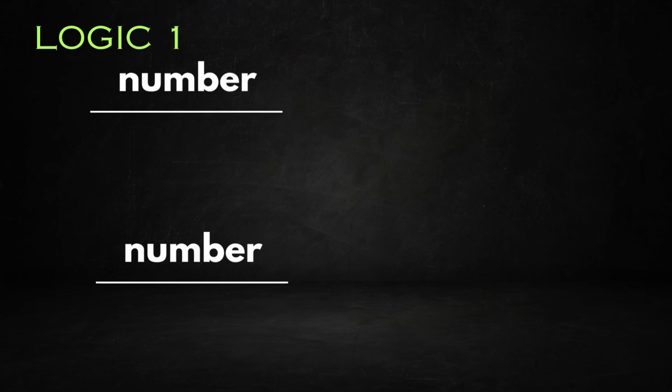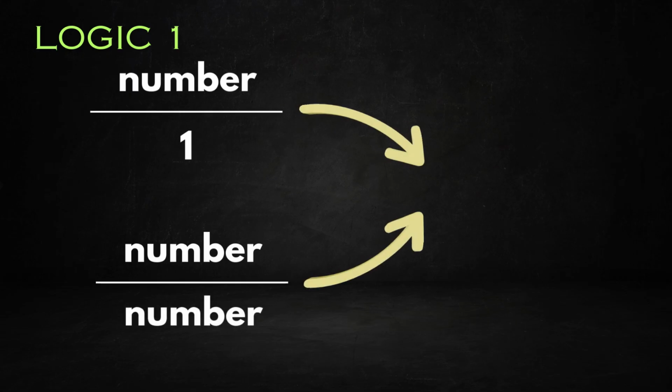How does this work? If the number is divisible by any number other than 1 and itself, it is not prime. This logic is easy to understand, but not very efficient.